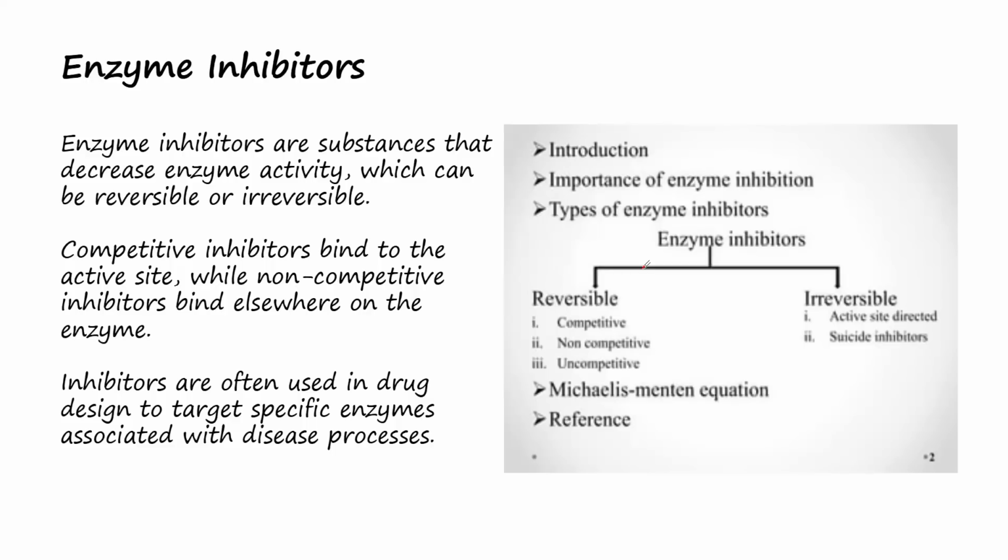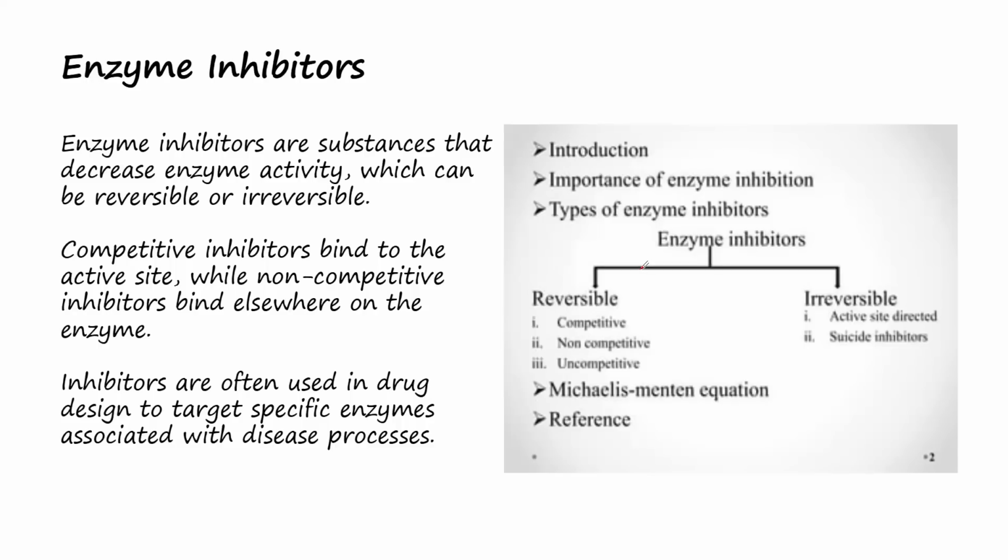So we have different types of inhibitors. We have competitive inhibitors where the inhibitor binds to the active site. So the inhibitor and the substrate are competing for the same active site. That is why it's called competitive. While non-competitive inhibitors bind elsewhere on the enzyme, not on the active site. And these inhibitors are often used in drug design to target specific enzymes associated with disease processes.